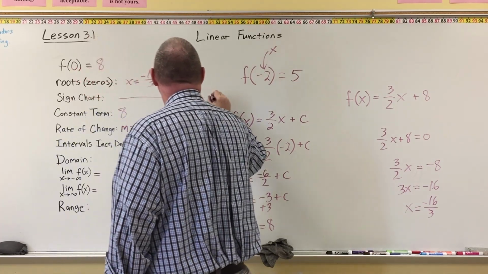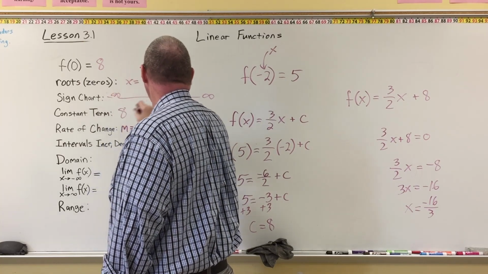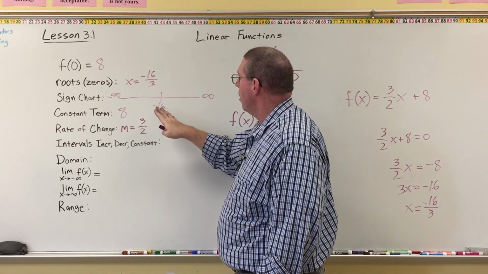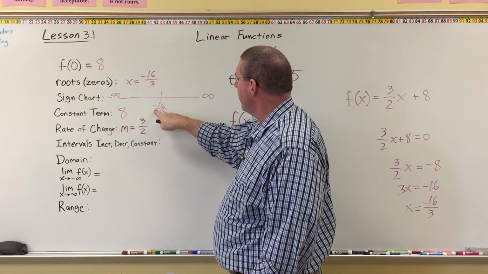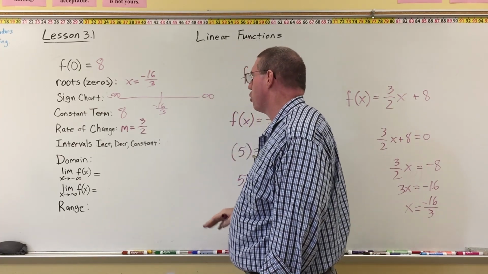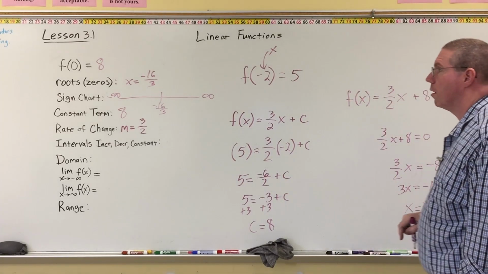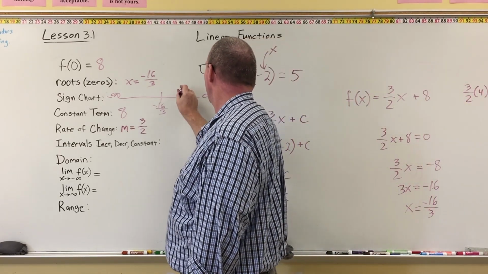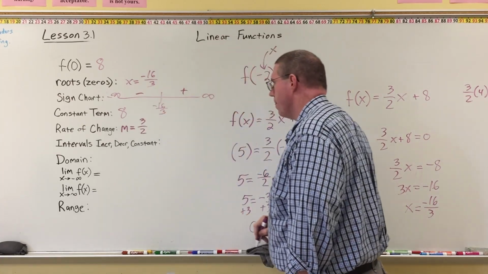We can make our sign chart. Negative infinity, infinity. Put our hash mark. Put negative 16 over 3. Plug in something. Let's do it this direction. This is a negative number, so I know all the positive numbers are over here. So if I just plug in something positive like 3 or 4, I'm going to plug in 4 over here. So 3 over 2 times 4 plus 8. Well, 3 times 4 is 12. 12 divided by 2 is 6. 6 plus 8 is 14. That's a positive number, so I'm going to put a plus here. If this side's positive, this side's negative.